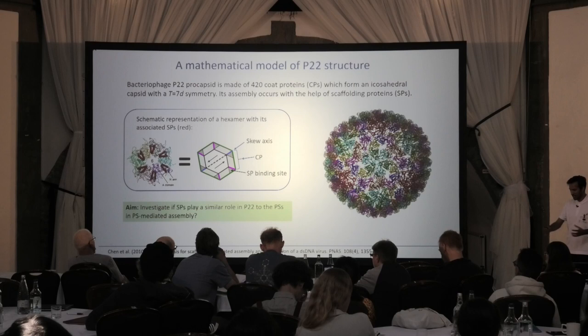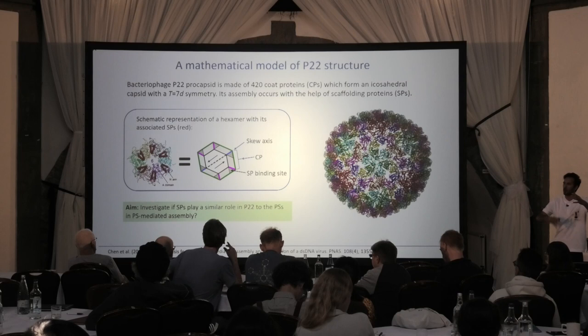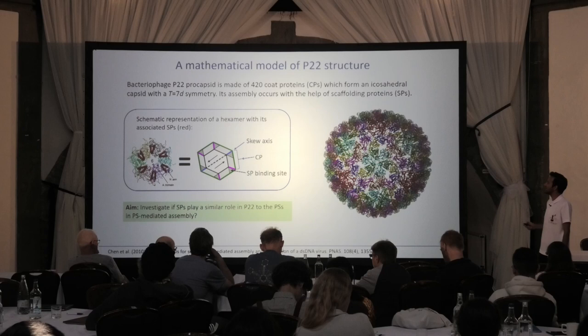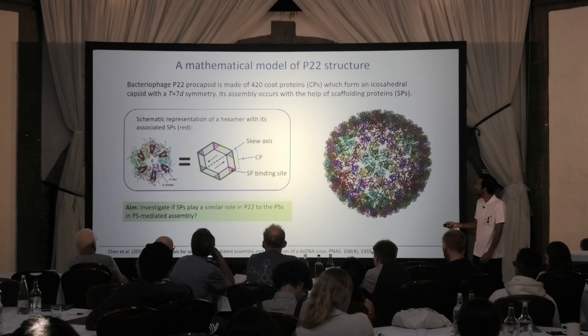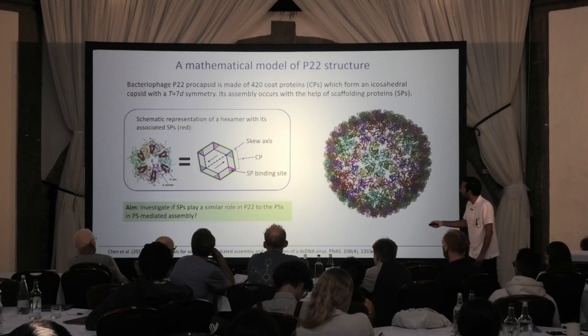First, the core capsid is formed with the help of a scaffolding protein, then the DNA goes inside through the pore that it has. But now, how is the assembly happening? Here, I'm showing a kind of mathematical representation of a hexamer. We know that in the procapsid, the hexamers are skewed, so we have a skew line in the hexamer.